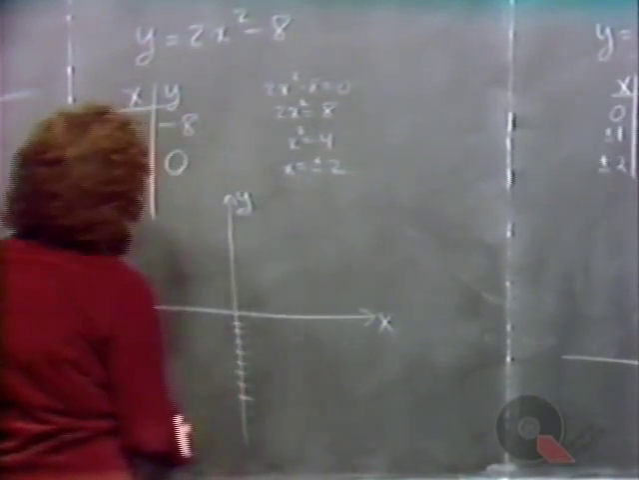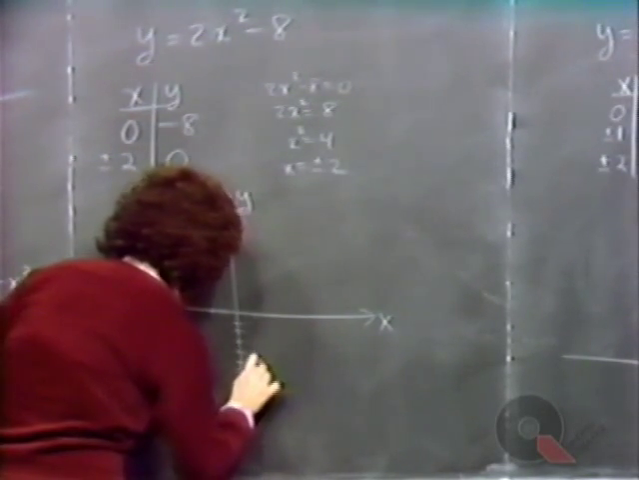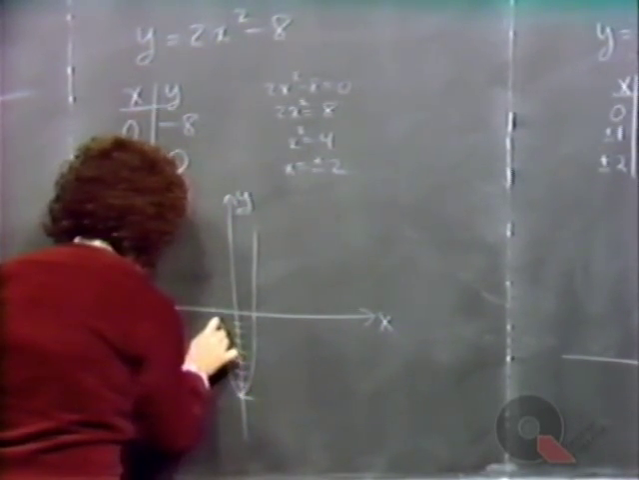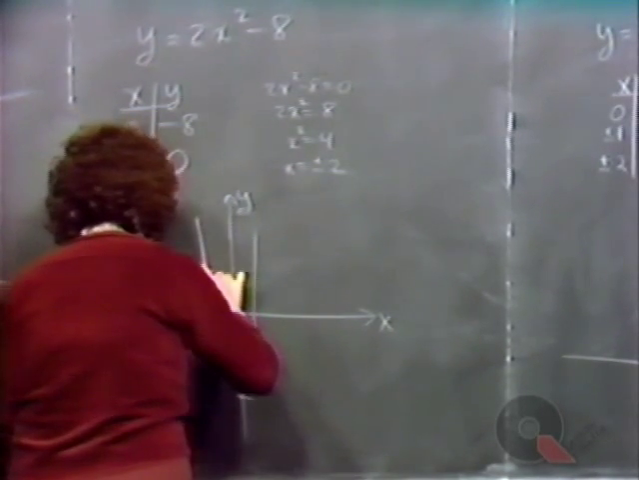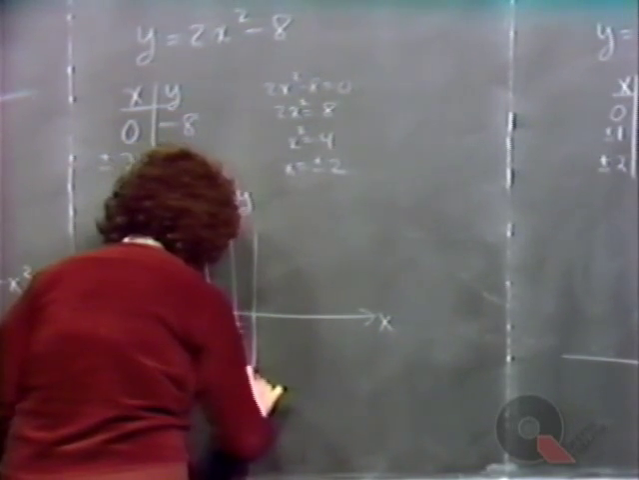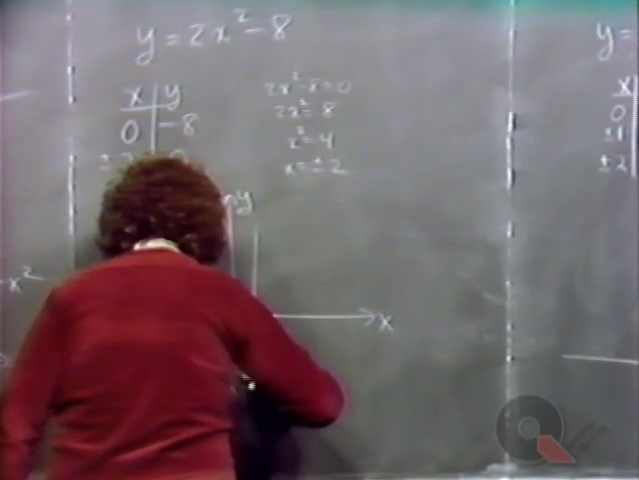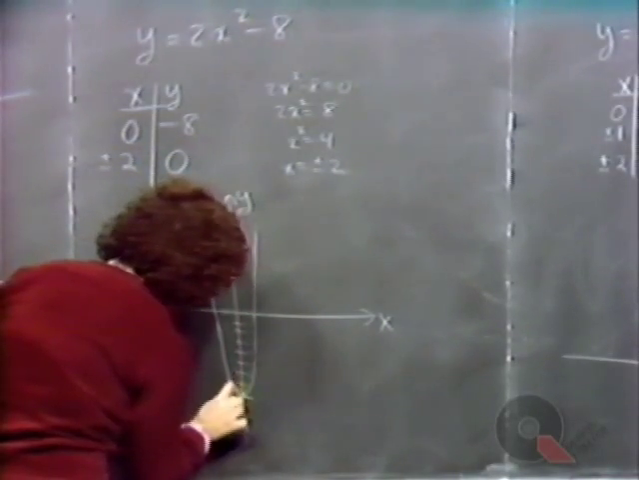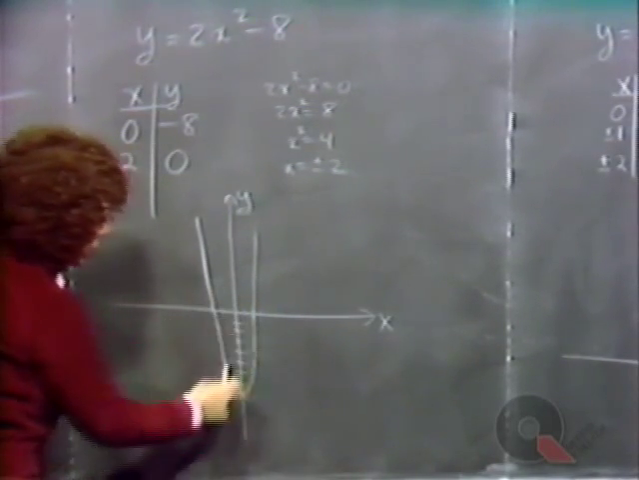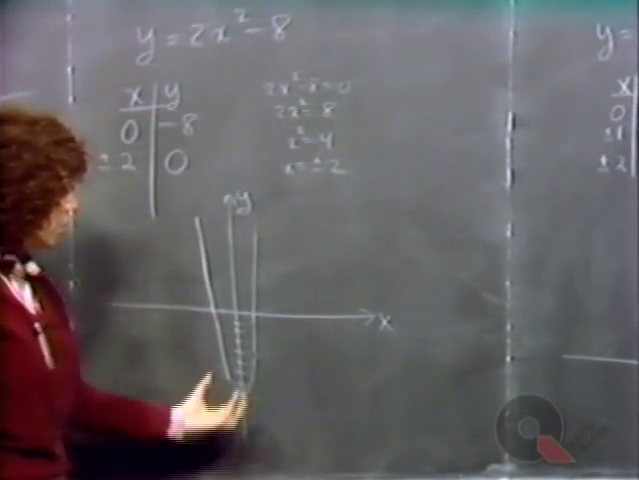Okay, this, coupled with the fact that we know it's a parabola of the y equals kx squared variety, lets us smooth it out a little. It looks something like that. It goes through (2, 0), (-2, 0), and (0, -8). We know it's of the y equals kx squared variety where k is positive, so it is opening upwards.